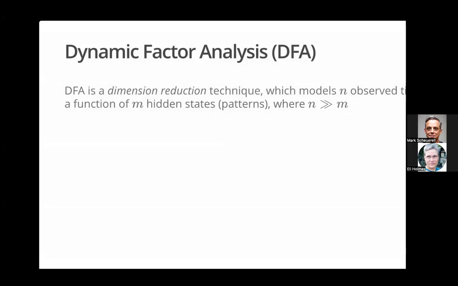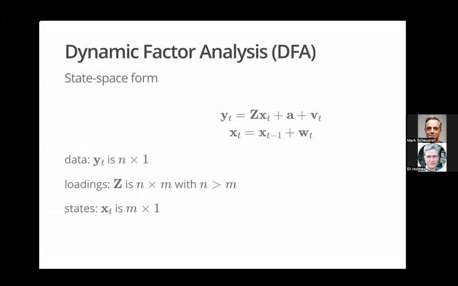So the question is, how can we figure out what this is? How many columns do we need in Z, which is how many states we're going to have, the dimension of X? Okay, so let's take a look at that.